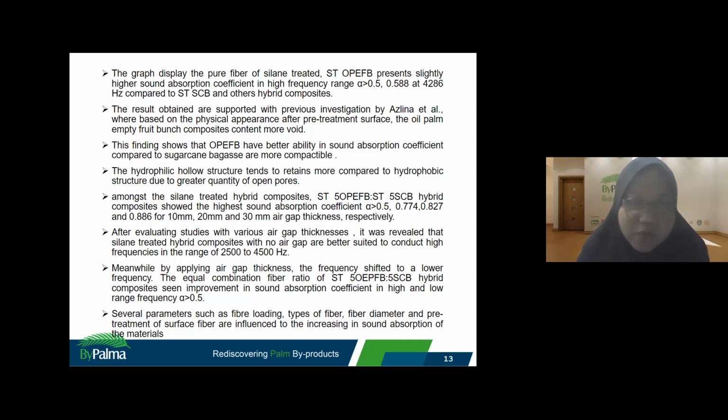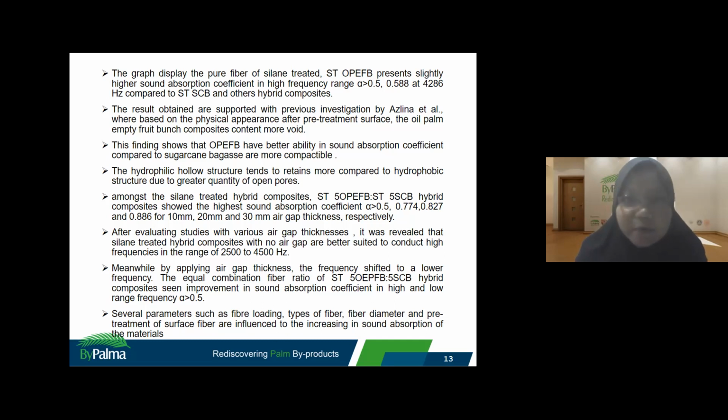And then air gap thickness also. After evaluating various air gap thicknesses, it was revealed that the silane treated hybrid composite with no air gap is better suited to conduct high frequency in the range of 2,500 to 4,500 Hz. Meanwhile, by applying air gap thickness, the frequency shifted to a lower frequency. Several parameters such as fiber loading, types of fiber, fiber diameter, and pre-treatment of the fiber surface influence the increase in sound absorption of the materials.